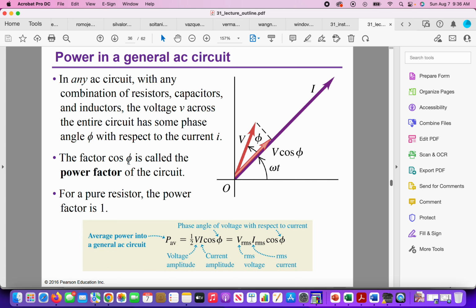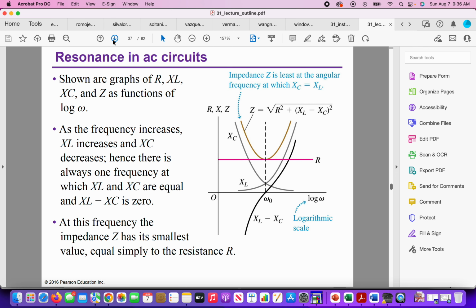The factor cosine phi we called the power factor of the circuit, and for a pure resistor the power factor is 1. Here, P average is 1/2 V, the voltage amplitude, times the current amplitude times cosine phi, which is the phase angle of voltage with respect to current, and then we can also write that as V RMS times I RMS times cosine phi. Both equations are really good to use.